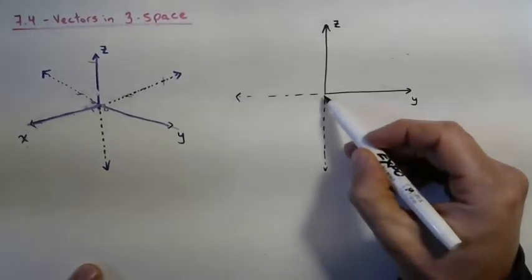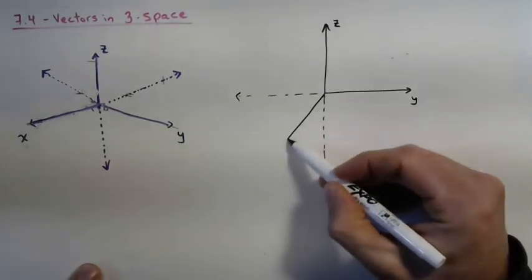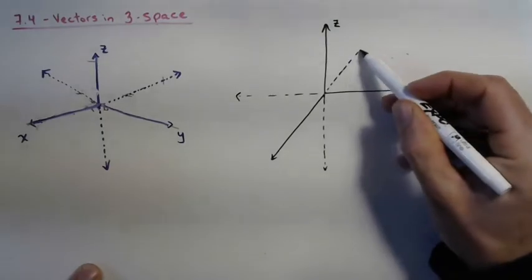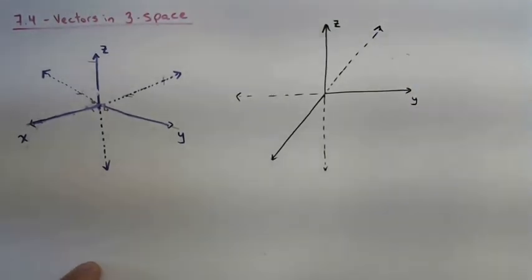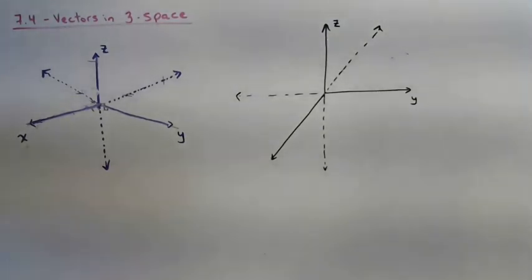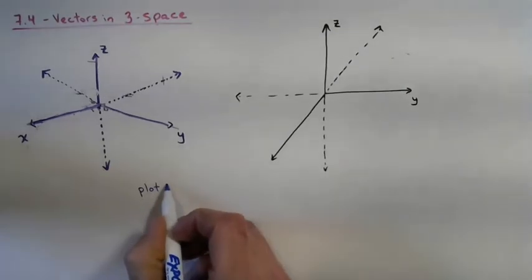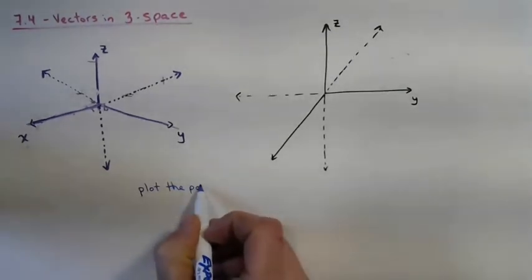And then x is coming out at you. And negative. So that helps us get a little bit of a visual on it. And now when we start plotting points, of course points are going to be given with 3 coordinates rather than 2 because we're in 3 space. But let's just go ahead and plot the point.